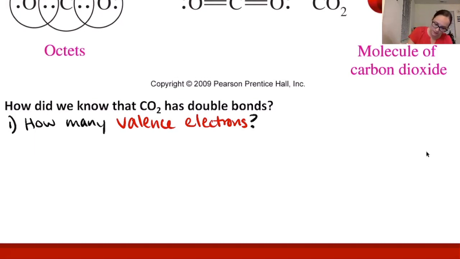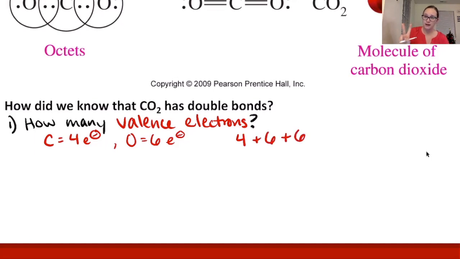So carbon, we know, has 4 valence electrons, and then oxygen has 6 valence electrons. So our total number of valence electrons is going to be 4 plus 6 plus 6, because we have 2 oxygens, which equals 16 valence electrons.